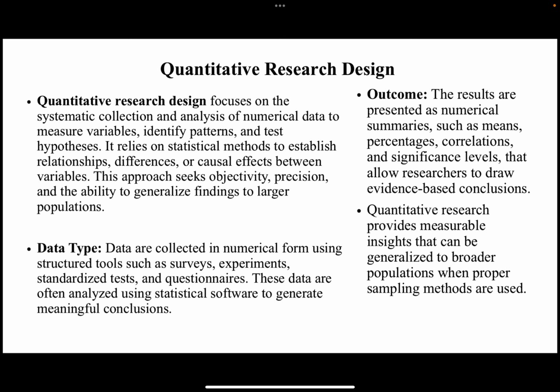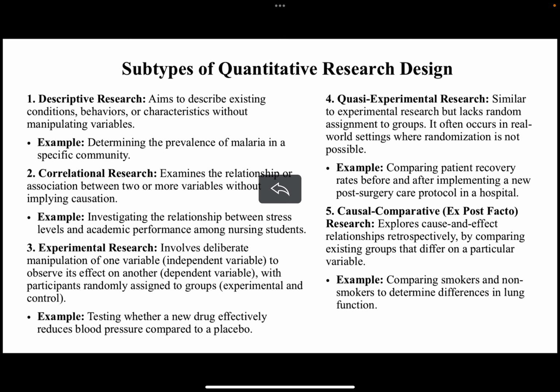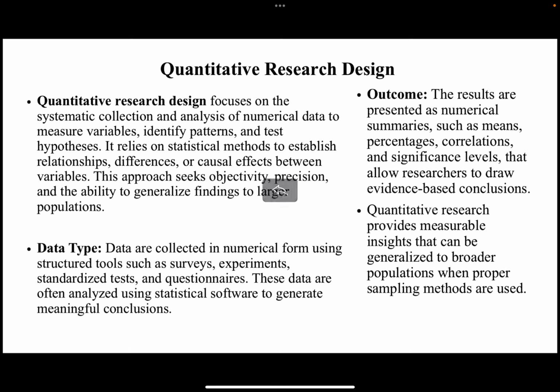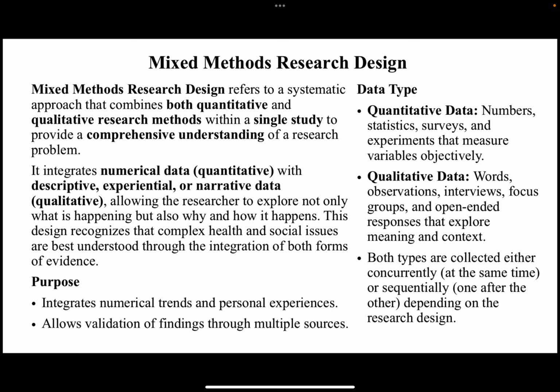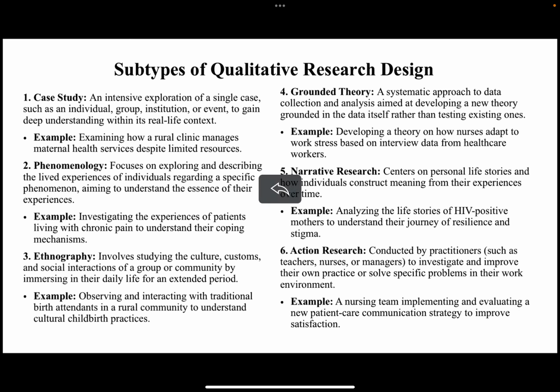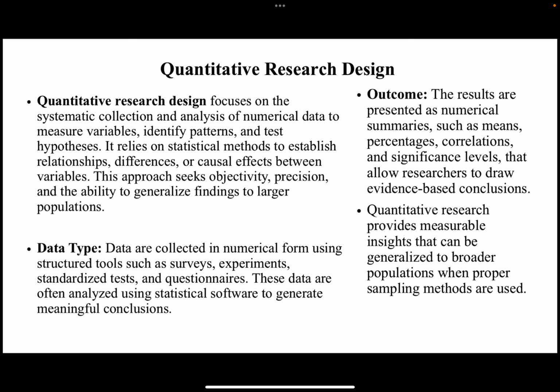We have the quantitative research design, we have the qualitative research design, and we have the mixed method design. Okay, so let me go over it again. There are three main types of research designs. We have the quantitative research design, the qualitative research design, and the mixed method design. Now, let's start with quantitative research design.